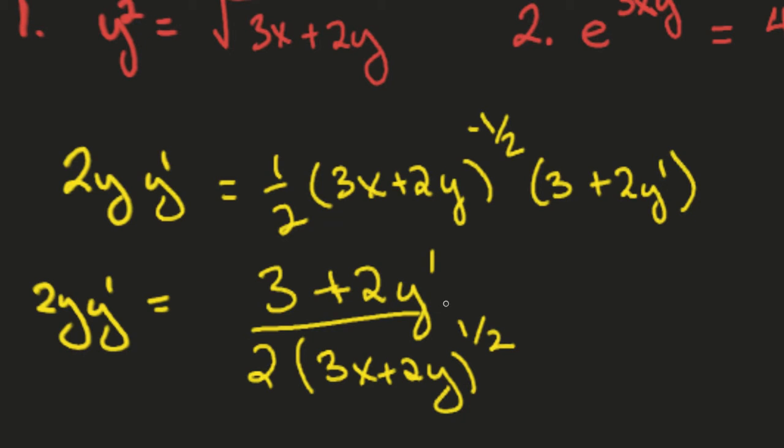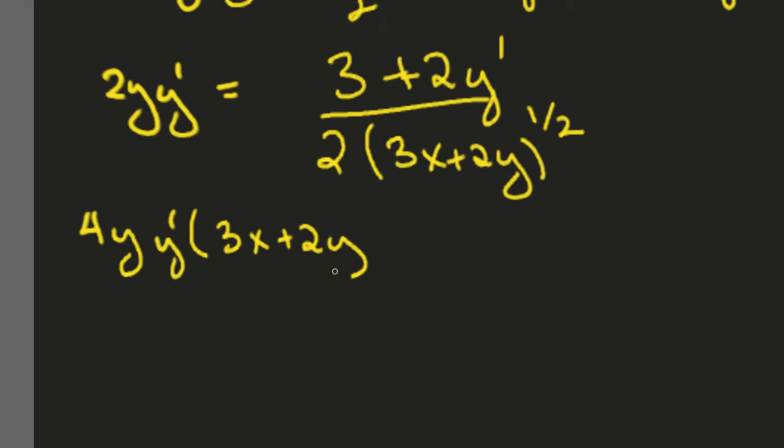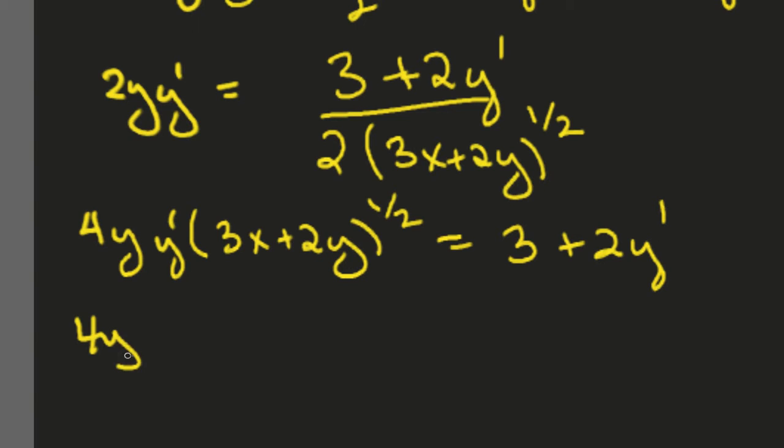So now our goal is to get y primes all on one side. Can't do that with this divided here, so what we're going to do is multiply it on both sides. So the 2 times 2 gives you 4, and then you have all of that equals 3 plus 2y prime. Subtract that 2y prime on both sides. Then we're going to factor it out and divide by what's left.